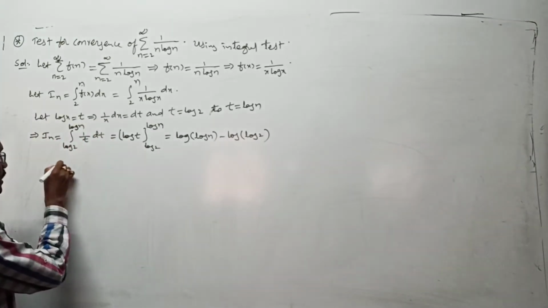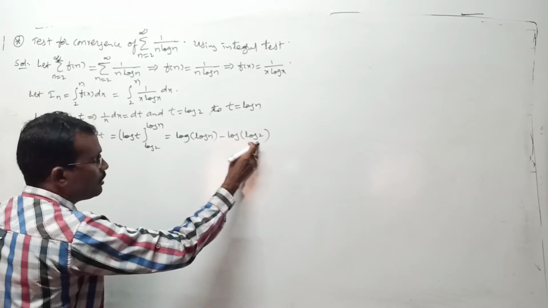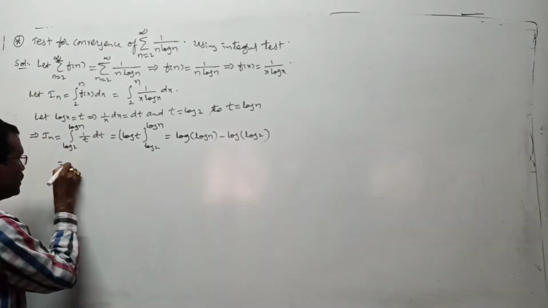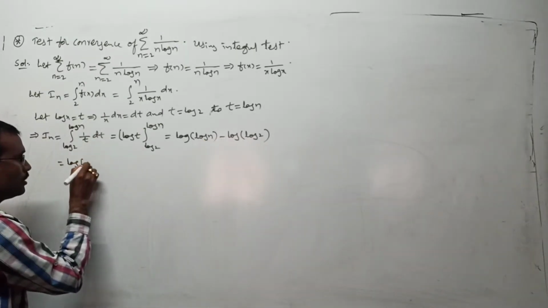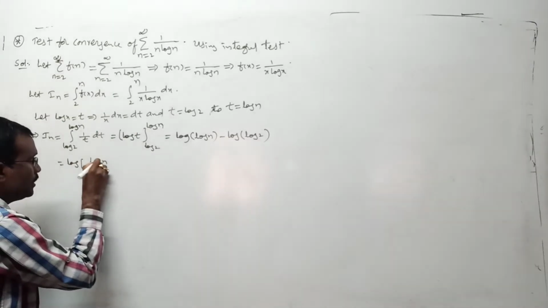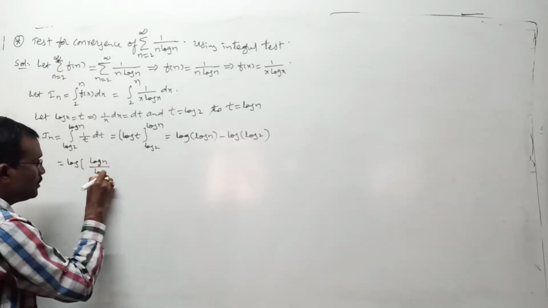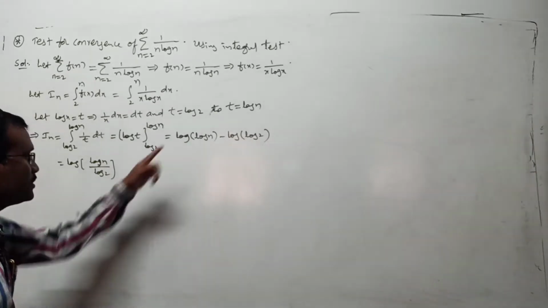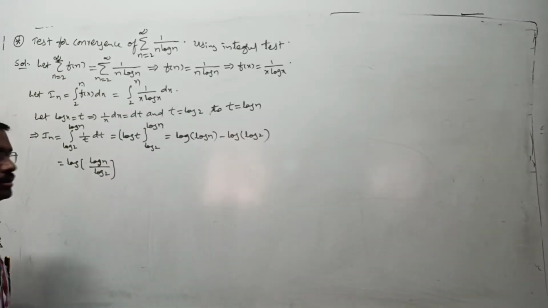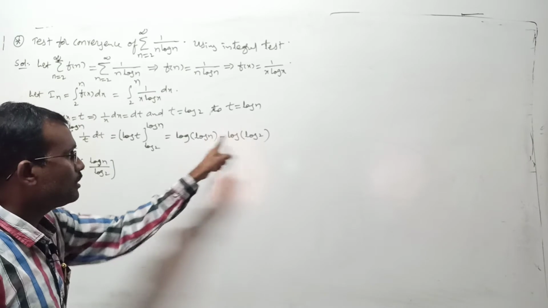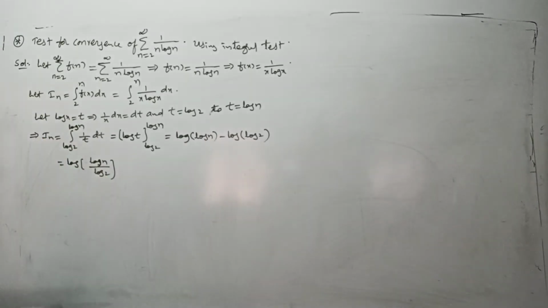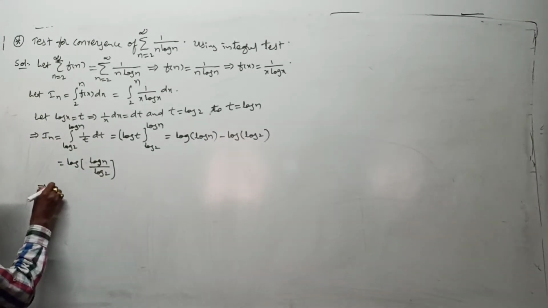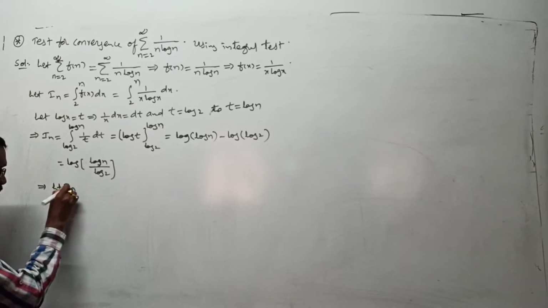Otherwise this you can write as log m minus log n, is what? Log m by n. It is log of log n by log 2. In the material I kept this as it is. You can conclude by the relation as it is also, but I simplified it still, because log m minus log n is log m by n. Now let us find the limit I_n as n tends to infinity.